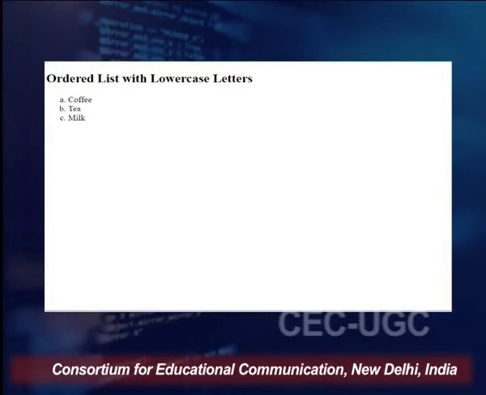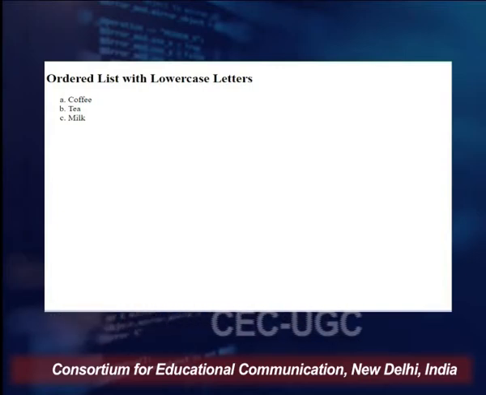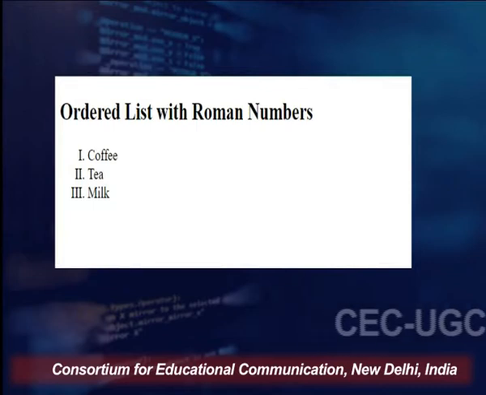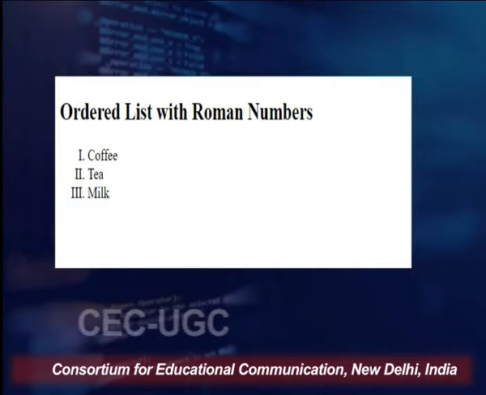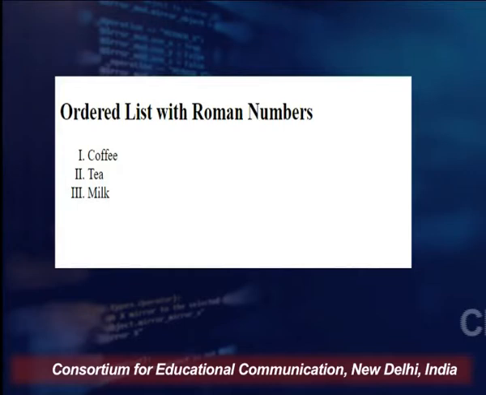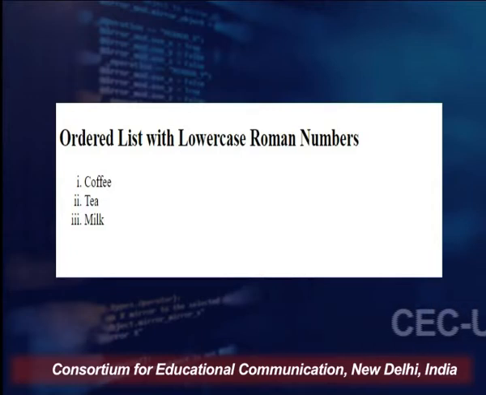Another value which was available for the type attribute is capital I. If we give capital I, then we are going to have the uppercase Roman numbers, as shown on the screen, which is an ordered list with Roman numbers I, II and III. And if we write small i, that means the ordered list with small Roman numbers, as shown on the screen, will be created.